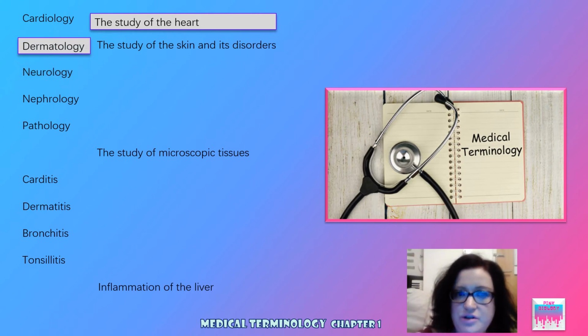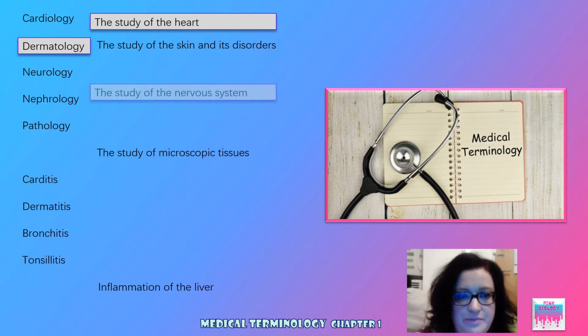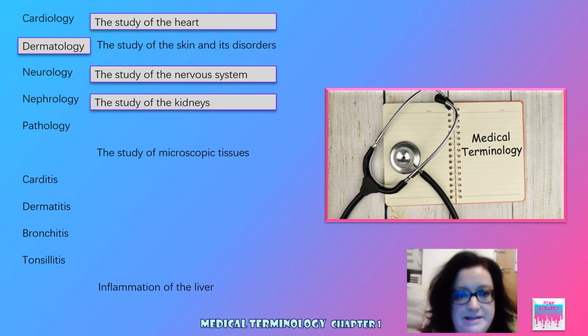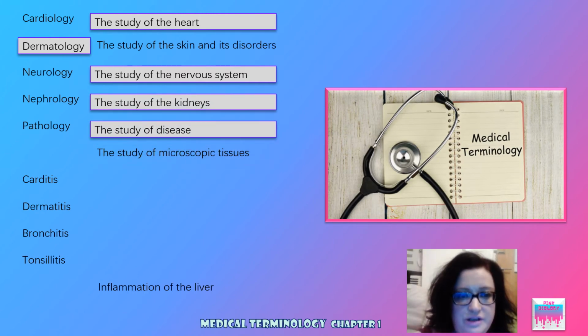is dermatology. Okay, so now we've got neurology and nephrology. So not to get those two mixed up. So neurology means the study of the nervous system, and nephrology means the study of the kidneys. Pathology means the study of disease. Now, the study of microscopic tissues or organs or samples taken for the laboratories, that is histology.